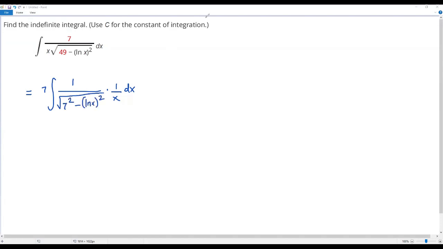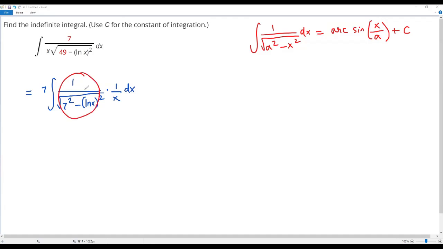Now let me consider a formula in integration, that is integral 1 over square root of a squared minus x squared times dx. The result of this integration is arc sine of x over a plus c. Now let's compare the integrand we have over here and the formula. So here your constant a is squared, here also your constant 7 is squared, here your variable x is squared, but here ln x is squared.